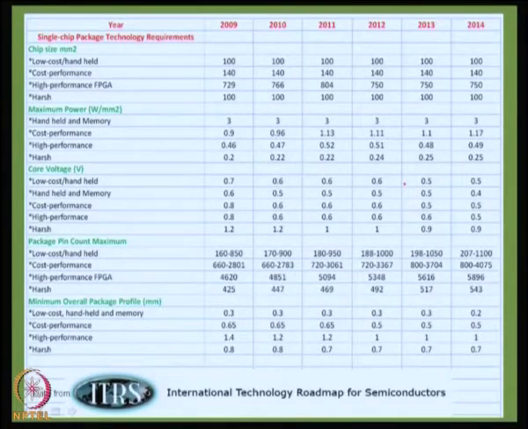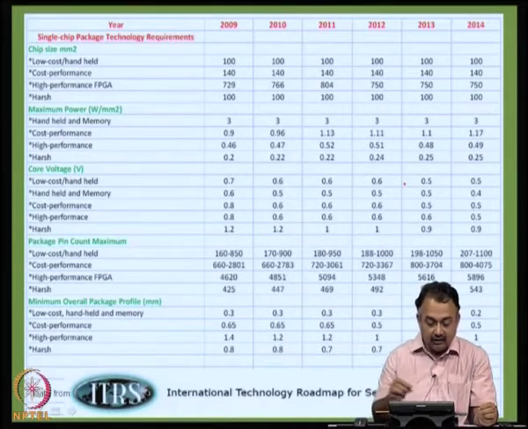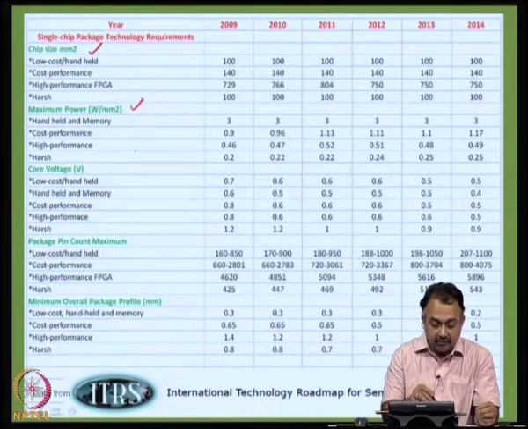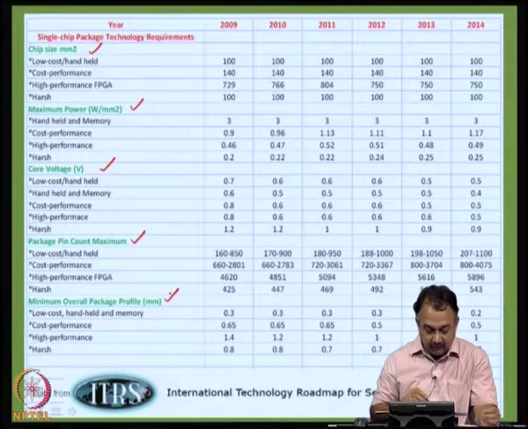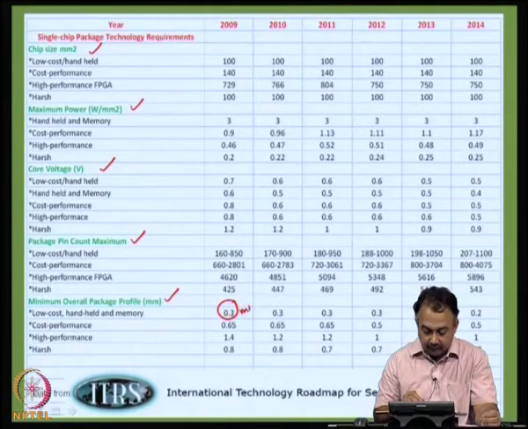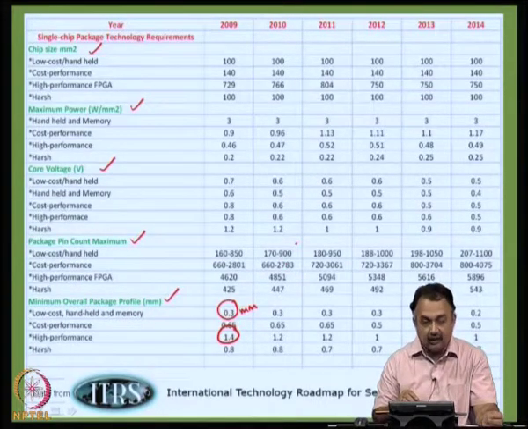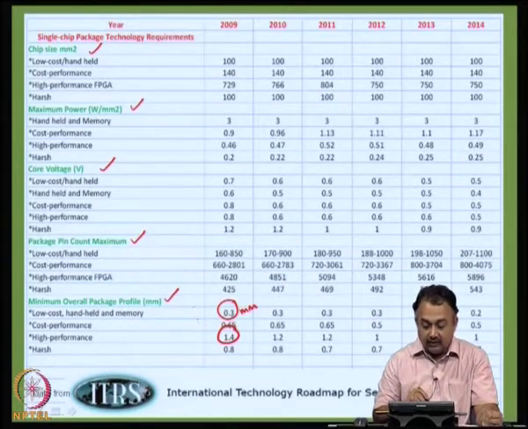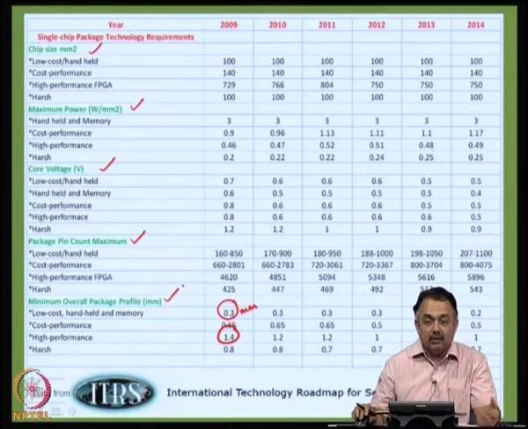And if you look at this exhaustive roadmap information, it talks about the roadmap from 2009 to 14 in various segments, like chip size in mm squared, maximum power, core voltage, package pin count maximum, minimum overall package profile. For example, for low cost handheld memory, the package profile today is 0.3 mm only, whereas for other devices like high performance it can go up to 1.5 mm. Package pin count today, 2010, for high performance devices is around 4,800 pins maximum. So, these are the well defined roadmaps for various sectors in the industry. It includes automobiles, handheld, consumer, communication products and so on.